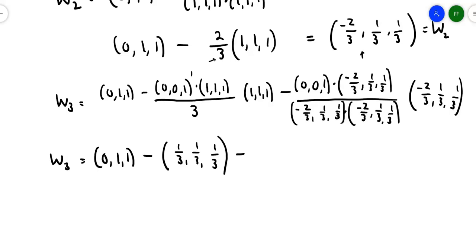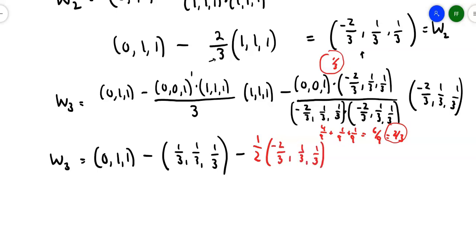All right, let's see what we got up here. Not bad. 0, 0, 1 times a third is a third. On the bottom, I get 4 over 9 plus 1 over 9 plus 1 over 9, so 6 over 9. 6 over 9 is 2/3. So this fraction up here is 1/3 divided by 2/3. It's just a half. Times negative 2/3, 1/3, 1/3.